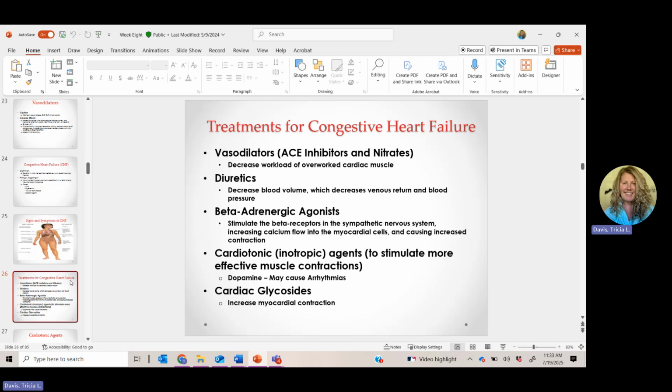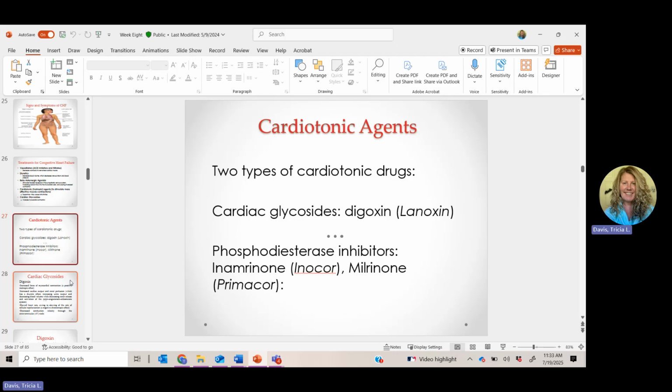And then some of our cardiac glycosides will also work to increase our myocardial contraction. So we have some medications that are considered cardiotonic. We have two types of cardiotonic: our cardiac glycosides and our phosphodiesterase inhibitors. Our cardiac glycosides that we give are digoxin or lanoxin. Digoxin is a very popular medication, been around for a very long time, works very well, so we give this a lot. Our inamrinone or our milrinone are also very popular phosphodiesterase inhibitors that we give. You guys should know these as well.